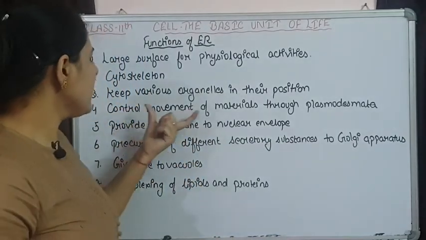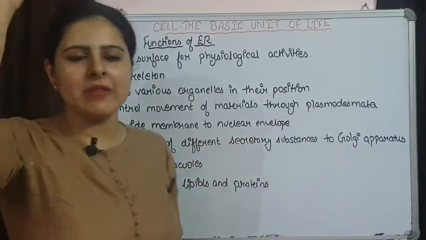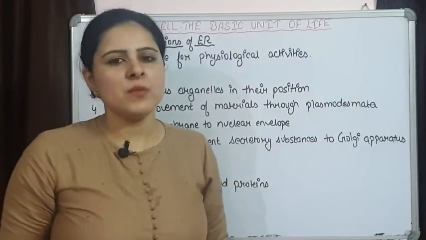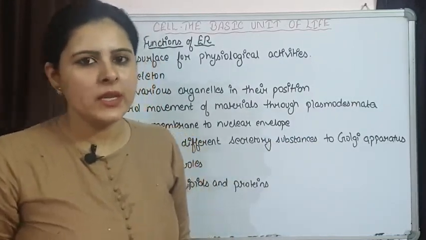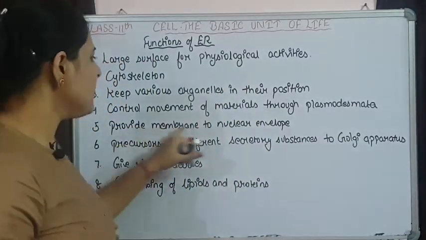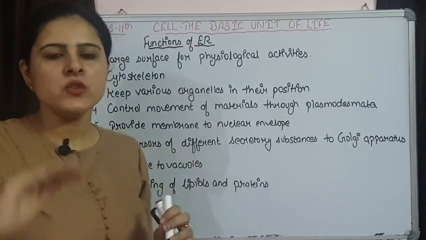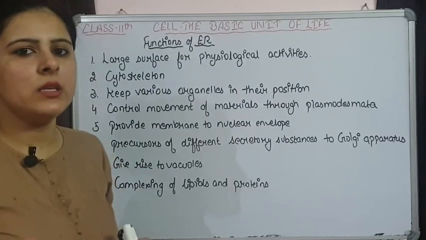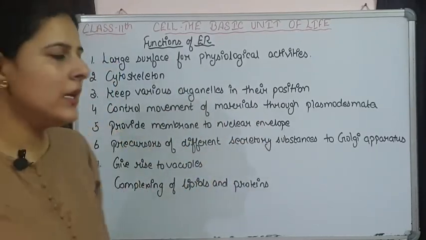Now, they control movement of materials. We know that the plasmodesmata are having extensions of endoplasmic reticulum, and through these the adjacent cells are going to exchange their material. So, in that also endoplasmic reticulum is involved. Then it provides membrane to the nuclear envelope when cell division is there. So, after the end of telophase, the nuclear envelope is provided by this endoplasmic reticulum.